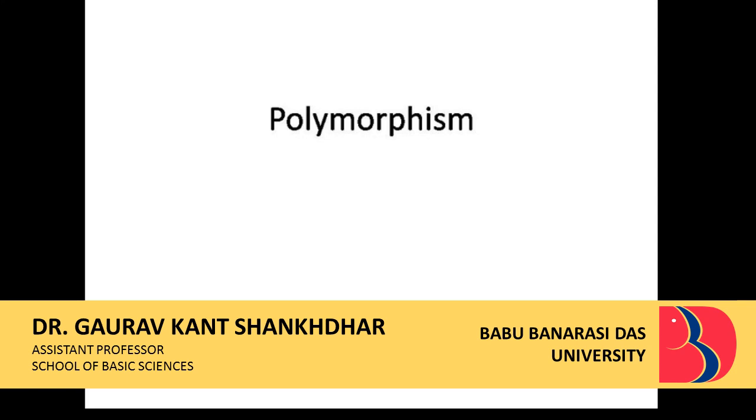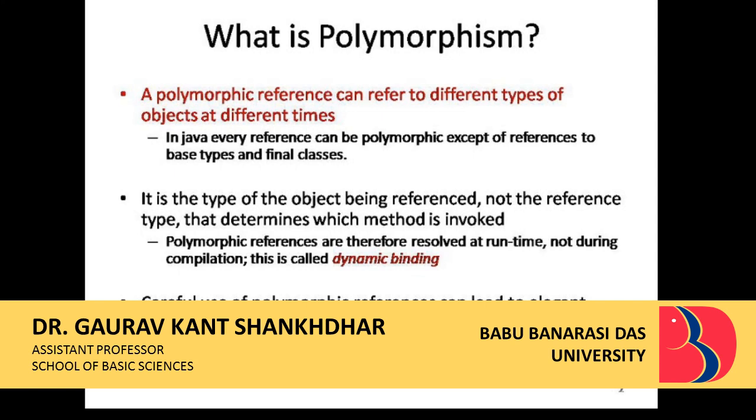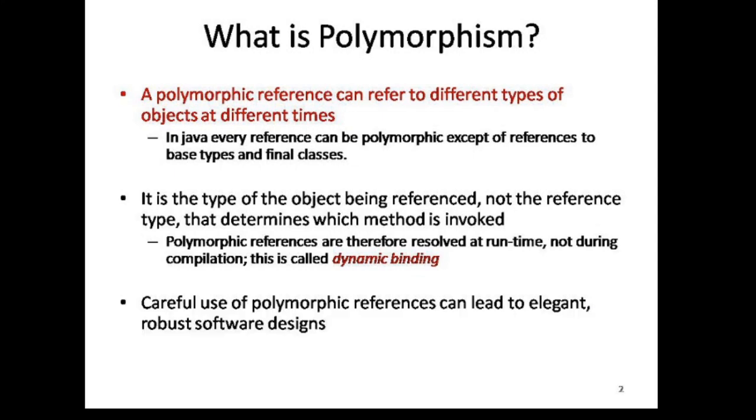Hello everybody, today I am going to take up polymorphism in Java. A polymorphic reference can refer to different types of objects at different times. In Java, every reference can be polymorphic except references to base types and final classes. It is the type of object being referenced, not the reference type, that determines which method is invoked.